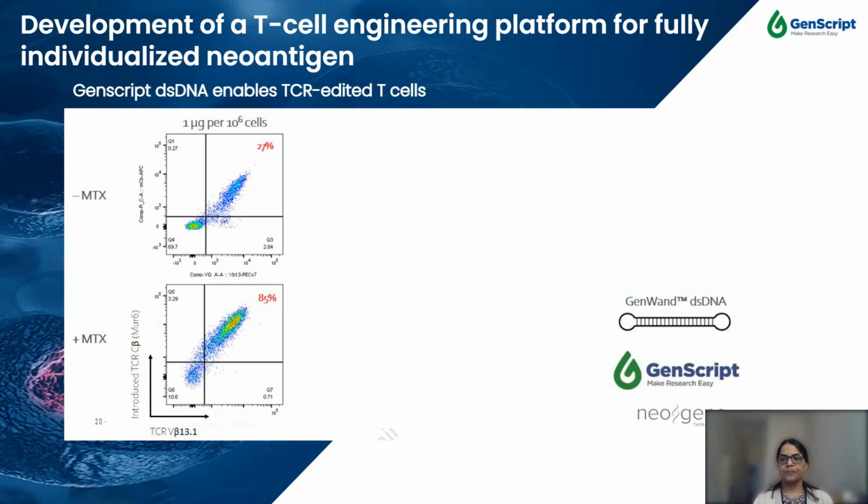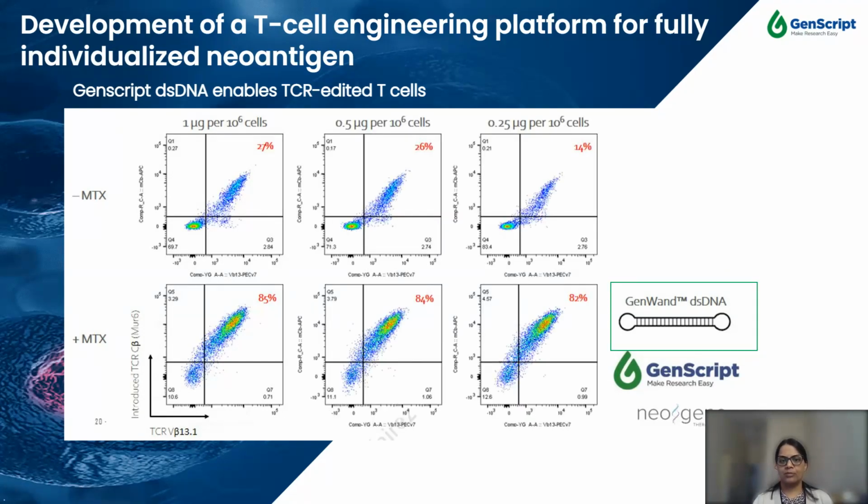But however, to reduce the cell viability issue, the DNA dose is reduced to 0.25 microgram as shown in this graph, and at this reduced dose TCR editing efficiency remains 80% and the cell viability remains significantly higher. So GenScript dsDNA, which is close-ended, helped them to develop the TCR-T personalized cell therapy.